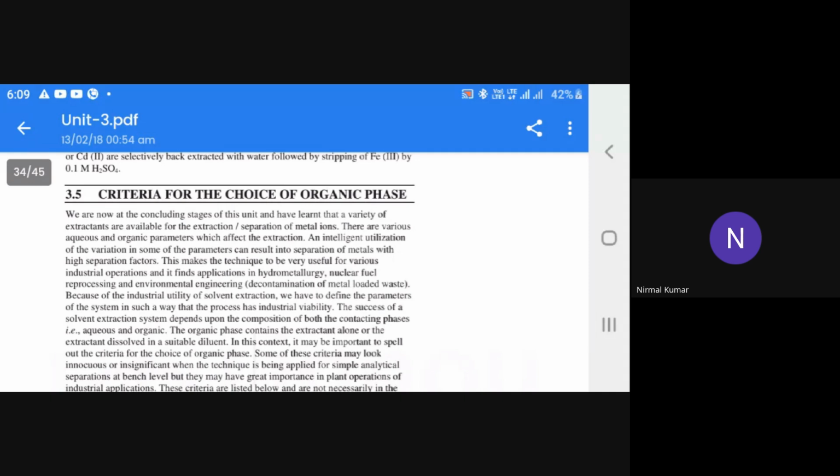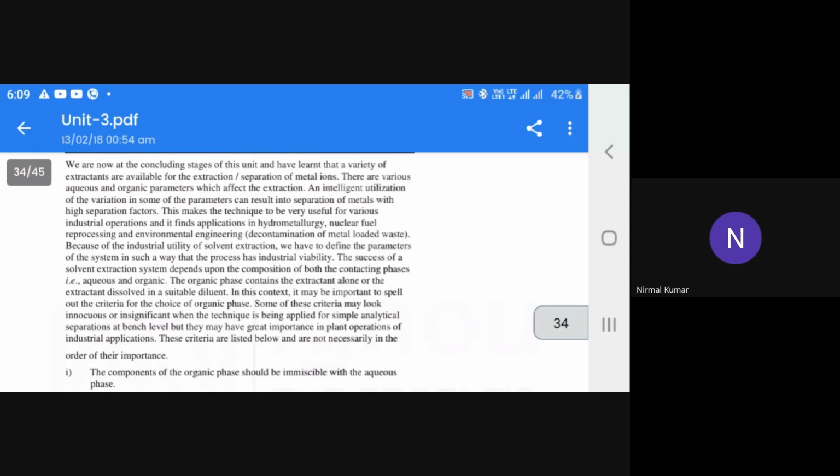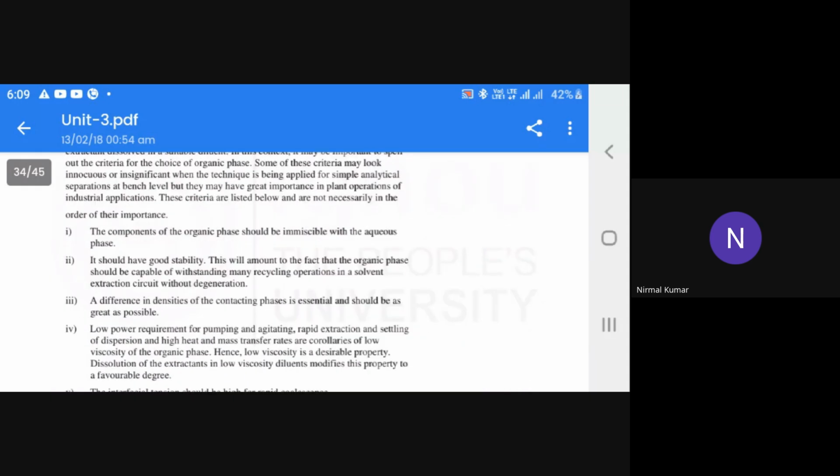Now, criteria for the choice of organic phase. So what are the different criteria for how to choose the organic phase? The components of the organic phase should be immiscible with the aqueous phase. It should have very good stability. This amounts to the fact that the organic phase should be capable of withstanding many recycling operations in a solvent extraction circuit without degeneration. A difference in the density of the contacting phases is essential and should be as great as possible.